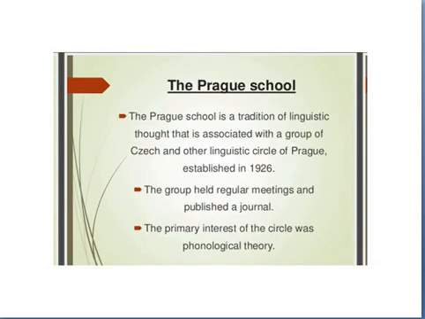Next is the Prague School. The Prague School is a tradition of linguistic thought that is associated with a group of Czech and other scholars in the Linguistic Circle of Prague, established in 1926. The group held regular meetings and published a journal. The primary interest of the circle was phonological theory.